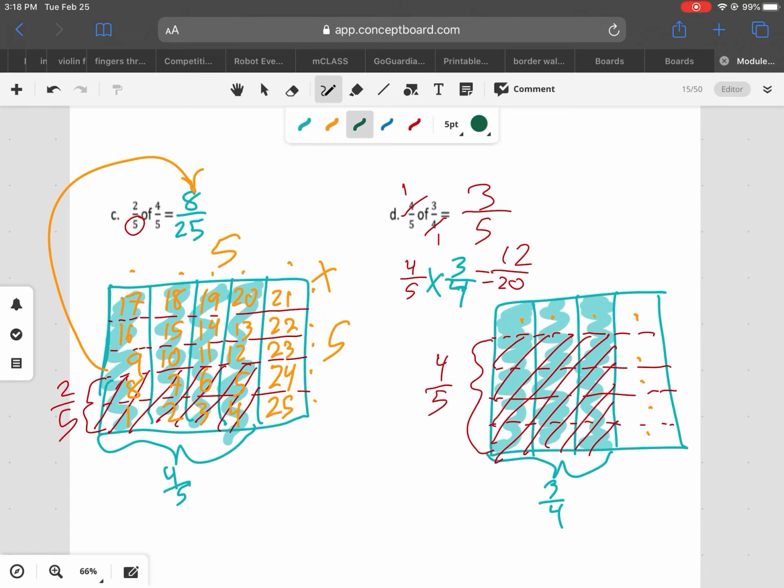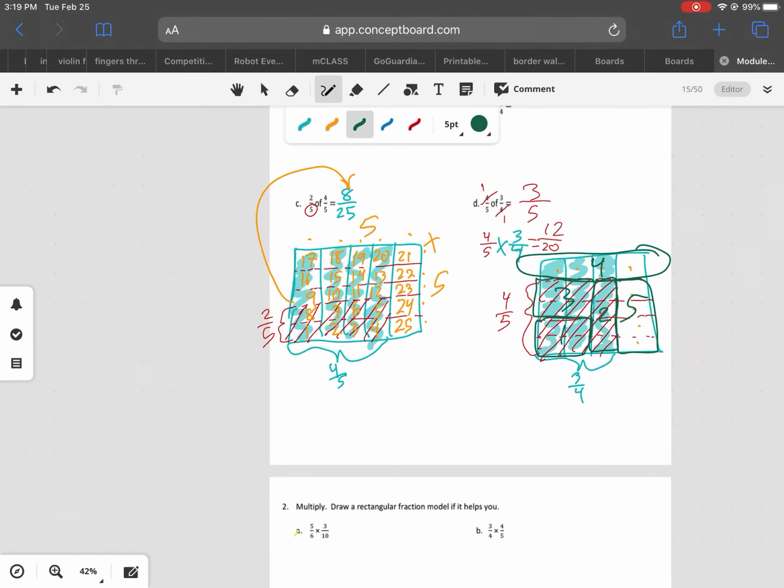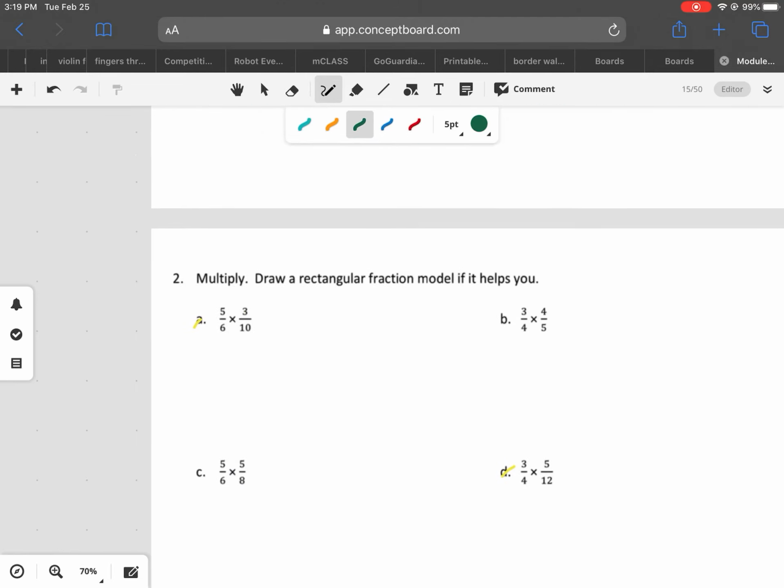Okay, so we have 3/5. Can we show 3/5? All right, so we're going to need 5 groups, and in each group there's probably going to be a division of 4. Okay, so we're going to have 1 group here, 1 group here, 1 group here, 1 group here, and 1 group here. So there's our 5 groups, and we see that there are 3 groups out of the 5 groups that are shaded in. All right.